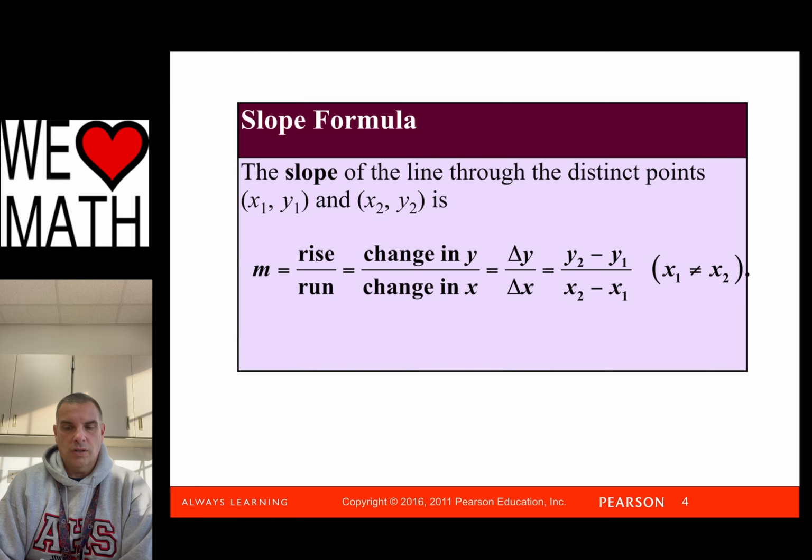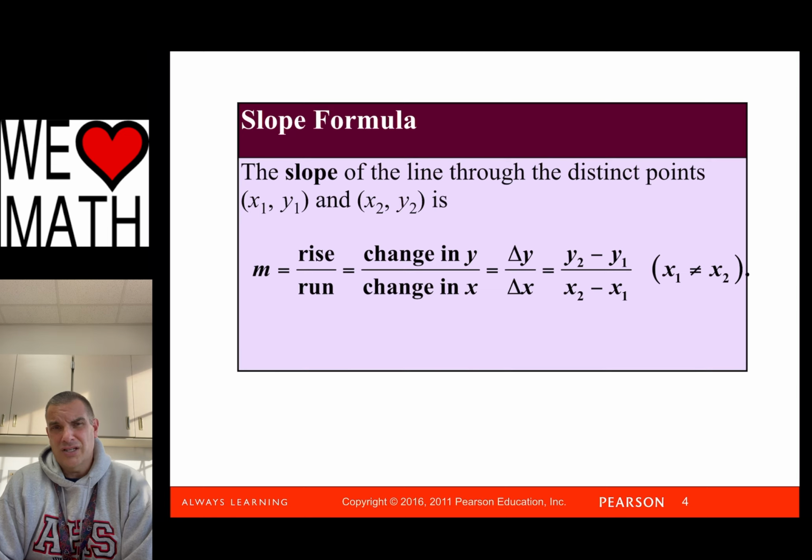y2 minus y1 over x2 minus x1. It doesn't matter which order you put them in, you put them in any order that you want. If you want to go y1 minus y2 over x1 minus x2, don't care as long as you go the same direction for both of them. If y2 comes first on the top, x2 has to come first on the bottom. If y1 comes first on the top, x1 has to come first on the bottom. The only thing that can't happen is x1 can't equal x2, because if that happened, you'd get 0 in the denominator, and you can't have that.